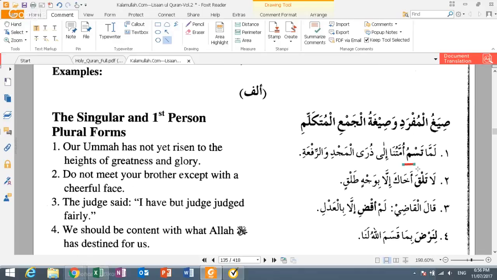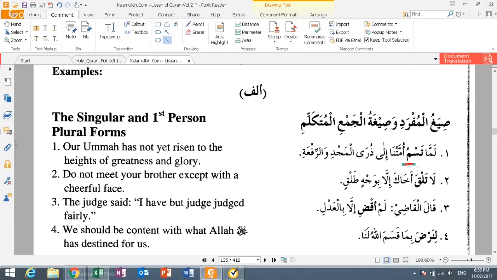Wahid muzakkar and jamma muzakkar. On these five, what will happen? When it comes to the huruful jazma, we drop the last letter, which is waw or ya. It depends: if naqis wawi, we drop the waw; if naqis yai, we drop the ya. But it depends on the verb as well.